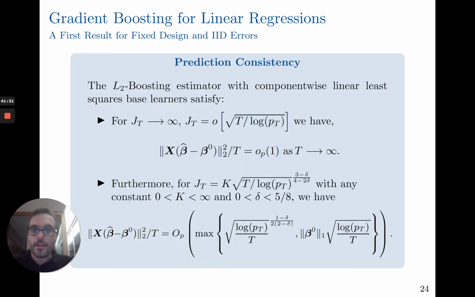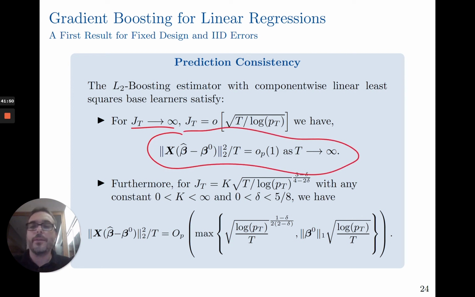We can get this ugly theorem, but one thing that's important is that as j goes to infinity, j grows. If it grows at a specific rate, we have prediction consistency. Basically, boosting works. And depending on ugly constants, the convergence rate can be the same as the slow rate of the lasso.